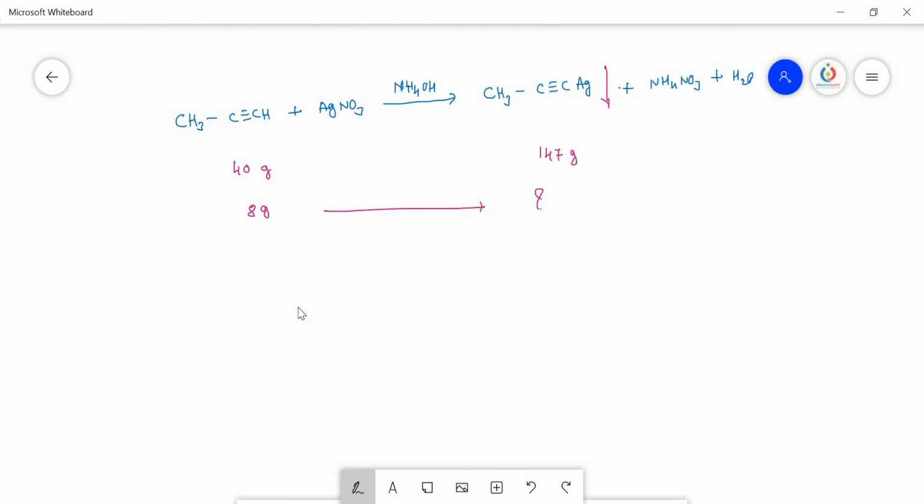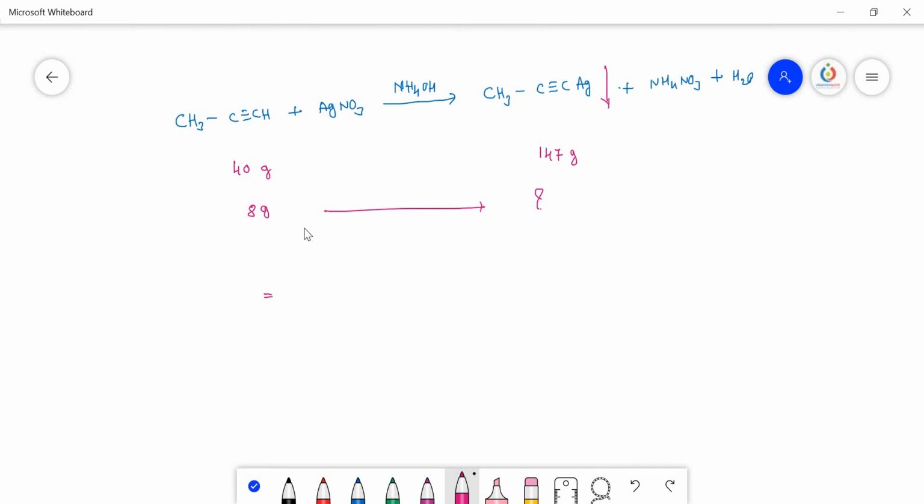Then we need to calculate the mass of the PPT obtained. Just do the cross multiplication: 8 into 147 divided by 40 equals 29.4 grams of the PPT obtained in this particular step. Now let us see another question.